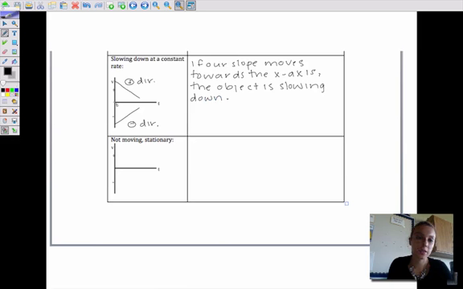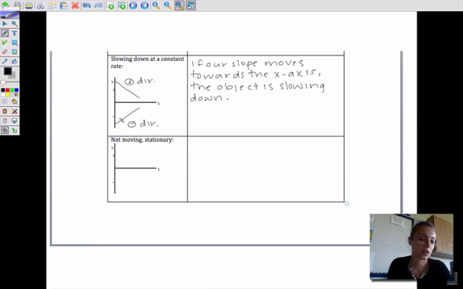The reason that is because if you start up here that you're at a high velocity, and if you go down the y-axis, that means your velocity is getting smaller over time. And the same thing here. We're starting at a high velocity in the negative direction and coming back toward the x-axis, which would be 0 velocity.